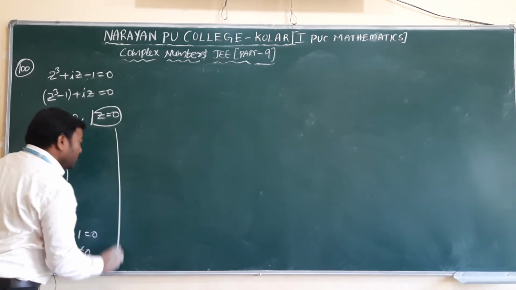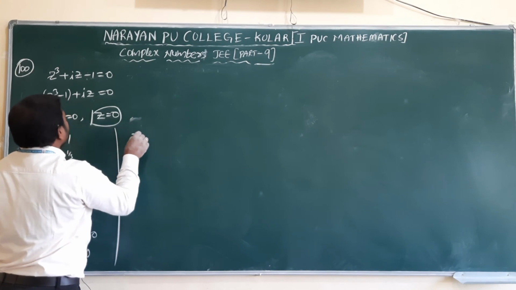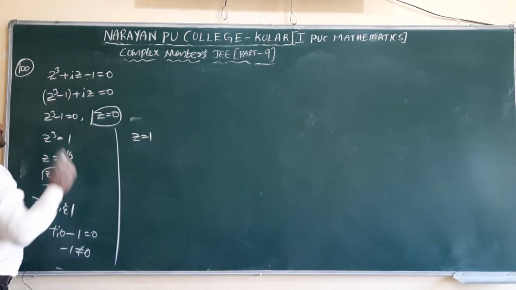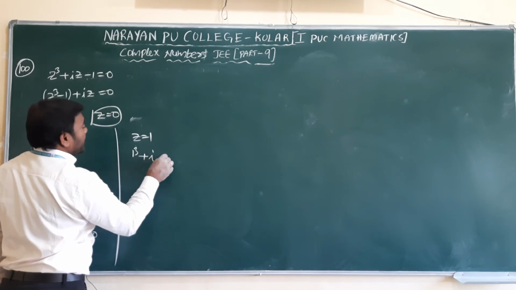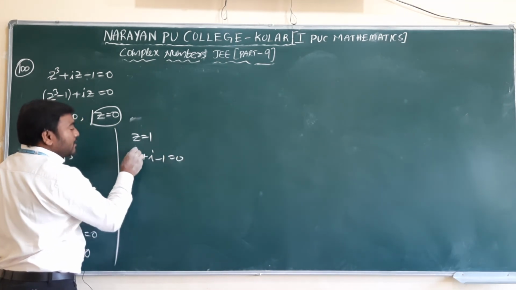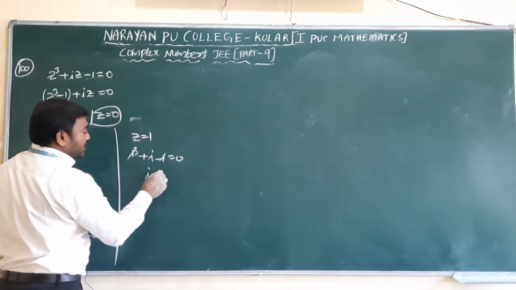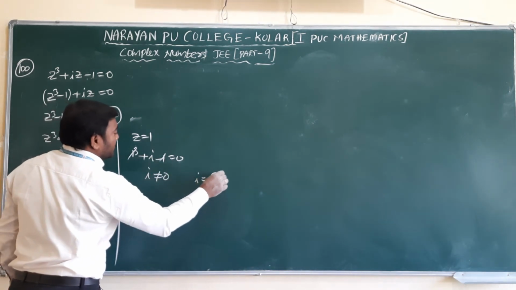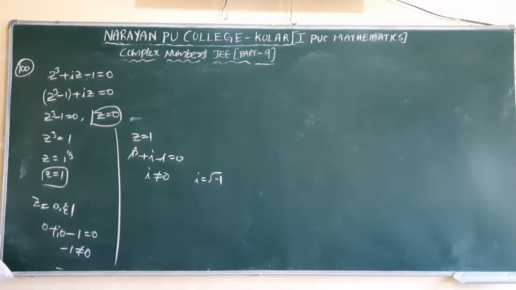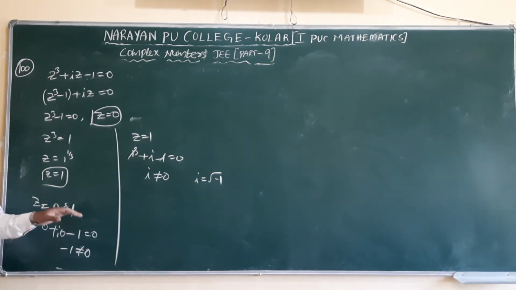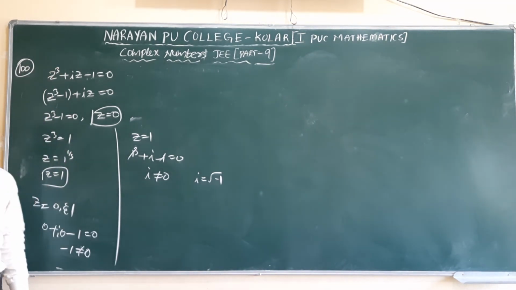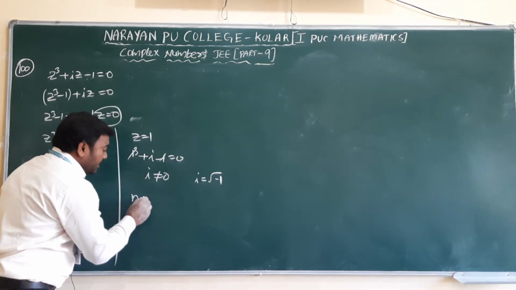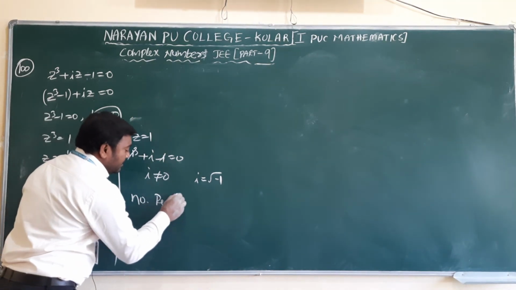If we take z is equal to 1 and substitute in this equation, 1 cube plus i minus 1 is equal to 0. 1 cube is 1, plus 1 minus 1 gets cancelled, leaving i, which is not equal to 0, because i is the square root of minus 1. Therefore both the values 0 and 1 do not satisfy this equation. Therefore it has no real roots.